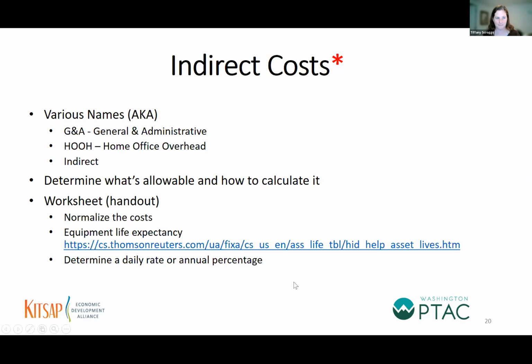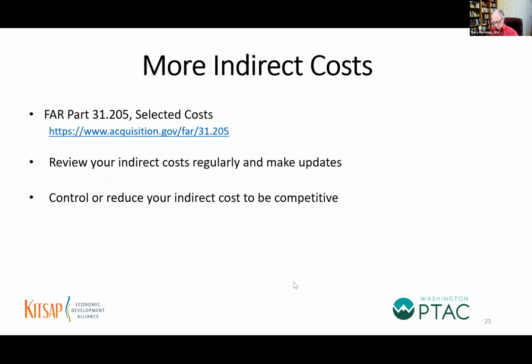So let's go to slide 21, and we'll talk about the remaining issues on indirect costs. To find out for federal contracting what is allowable and allocable, it's in the Federal Acquisition Regulation Part 31.205, titled Selected Costs. I provided the website there for you, and the regulations go on for pages, covering things like the use of a pickup, the cost for furniture, the allowable costs. It addresses all of those.